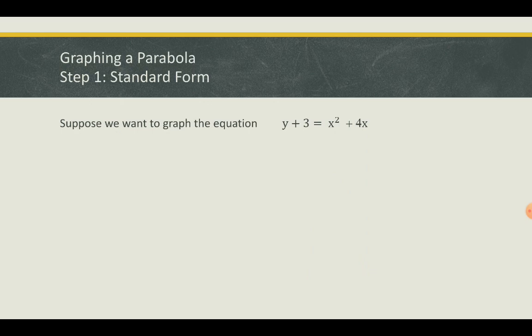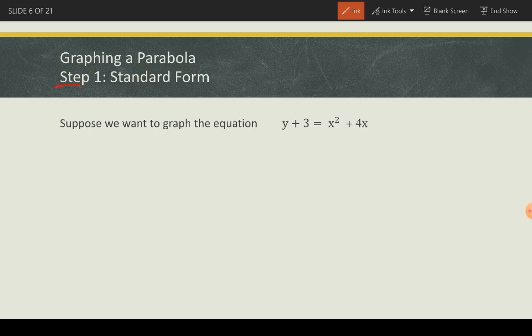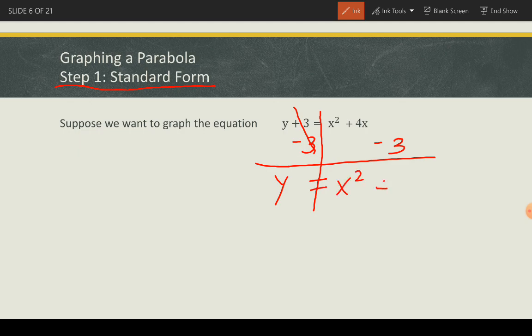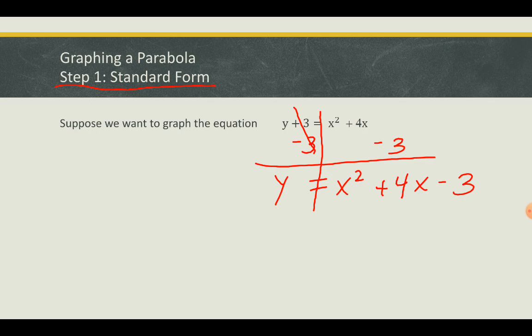So the first step here is underlined for us, and it says step 1 is standard form. So let's put our quadratic here in standard form. Well, we want to get y by itself, so we're going to subtract 3 from both sides. And on the left side, our 3's are going to cancel, so we have y equals x squared plus 4x minus 3. Okay. First step to graphing is to put that quadratic in standard form.